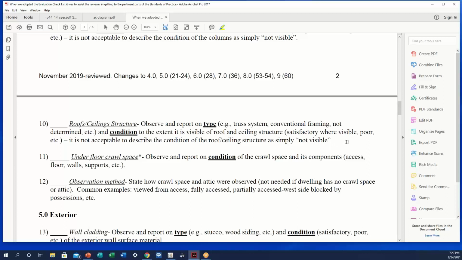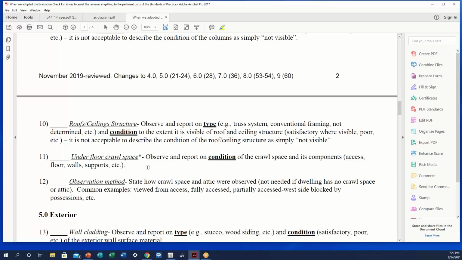Does everybody understand? The reason they picked that word is because there were reports coming in where everything said not visible. There was carpet on the floor and they said concrete floor is not visible. There's drywall on the walls, framing not visible, wiring not visible, plumbing not visible, ductwork not visible. So now they're making you put something there. If you want to say the word satisfactory and could not determine, you can do that in your whole report and you can forget all this wording. Does everybody understand? That's what you can do.